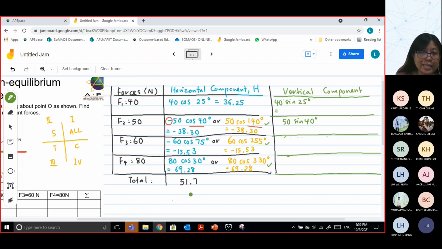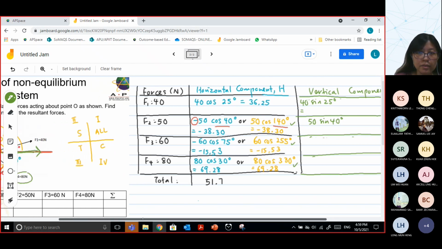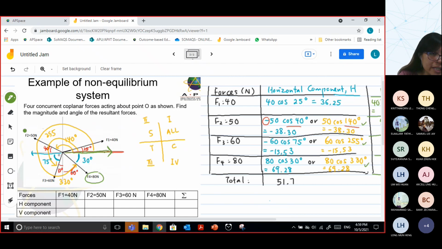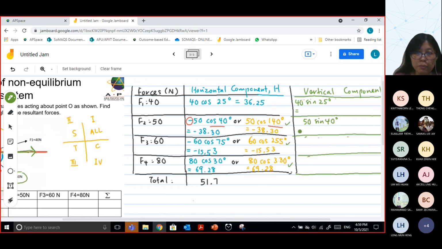But what is the sign? Okay, when you look at F2, F2 is here. So the vertical component is to the top, so it is positive. Here you put positive. So the sign will be changed if you are using the basic angle. That's why it's more troublesome.